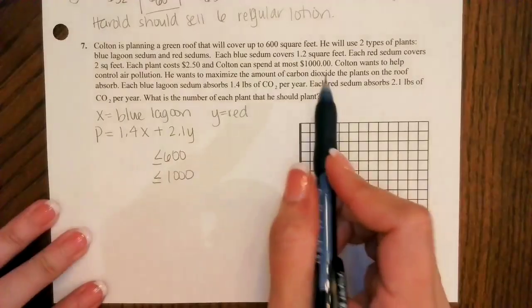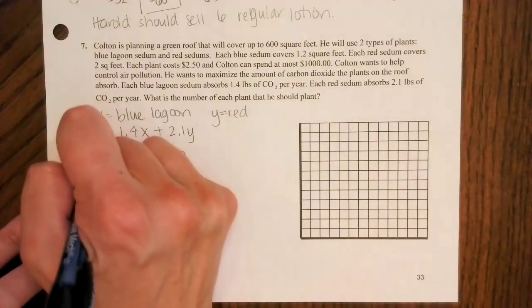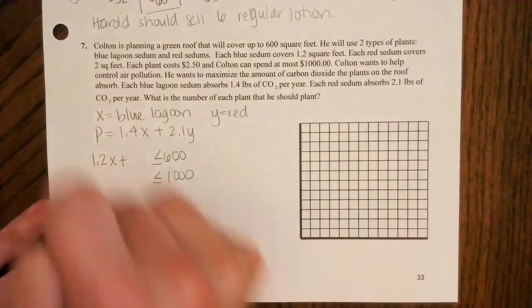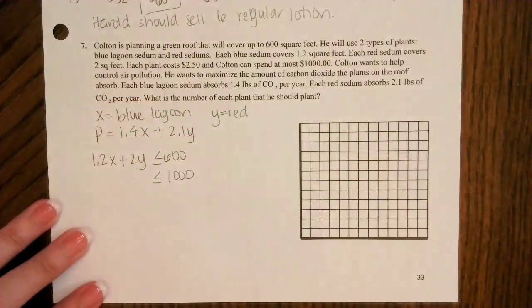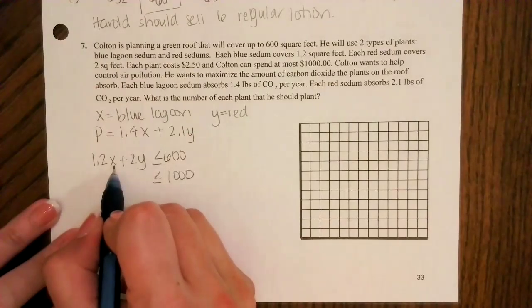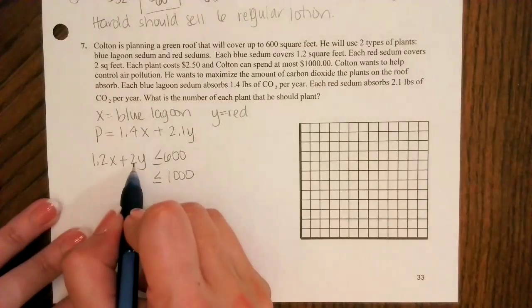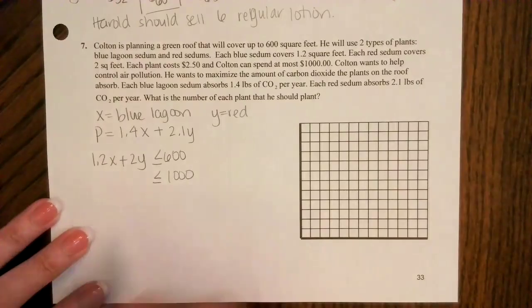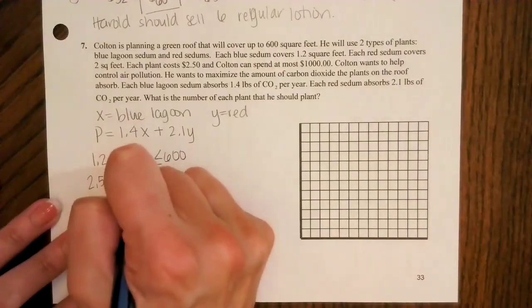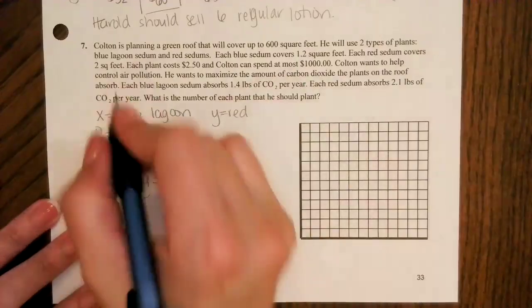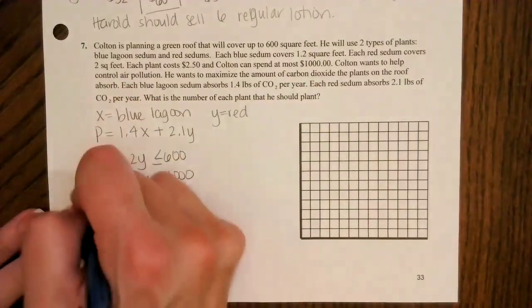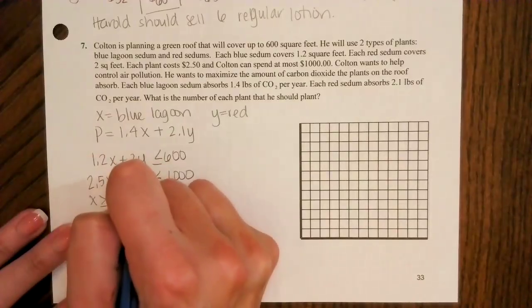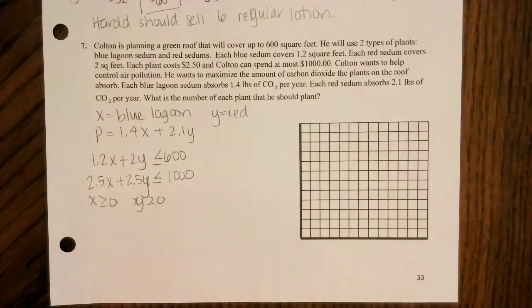When we talk about the space, the blue is 1.2, so 1.2 times each blue, and the red is 2, so 2 times each red. So 1.2 square feet times each blue plus 2 square feet times each red has to be less than or equal to 600. For the budget, they are each $2.50. So $2.50 times each blue and $2.50 times each red. And of course, we want no negative items. So my x's have to be greater than or equal to 0, and so do my y's.